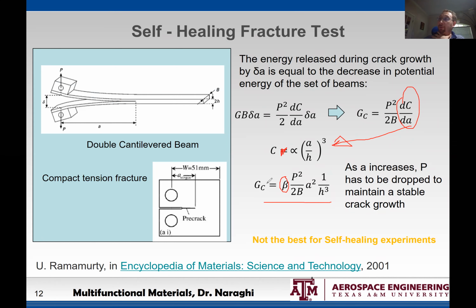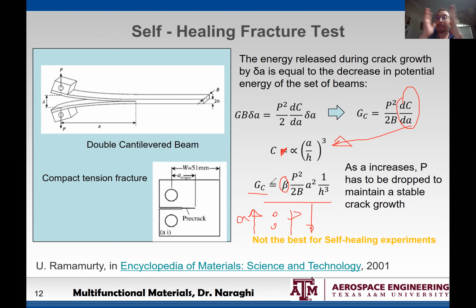Now, GC is a material property, which means when A goes up, in order for the crack to grow stably, P has to go down. GC is a material property, so this is a constant. So when your P reaches the critical value and the crack grows, as the crack grows, P has to drop to maintain this equality, which means if you don't drop P, the crack will go from this to open completely.